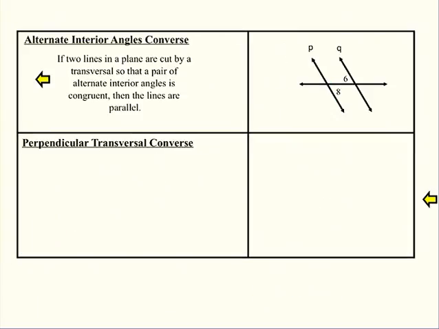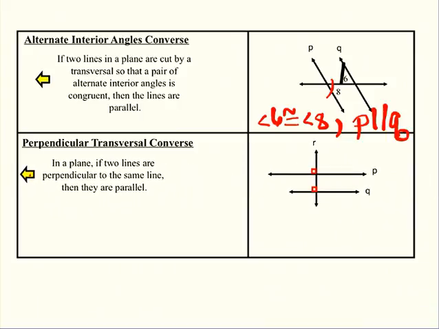Now let's take a look at this alternate interior angles converse. If two lines in a plane are cut by a transversal so that a pair of alternate interior angles are congruent, then the lines are parallel. So if we know that angle 6 is congruent to angle 8, then we can say that P is parallel to Q. Okay, that's if it's given to us that these two are equal, then we know that we have two parallel lines.